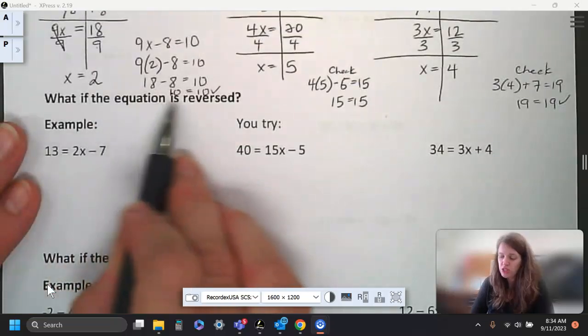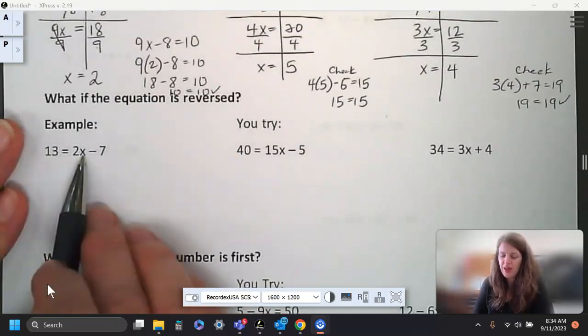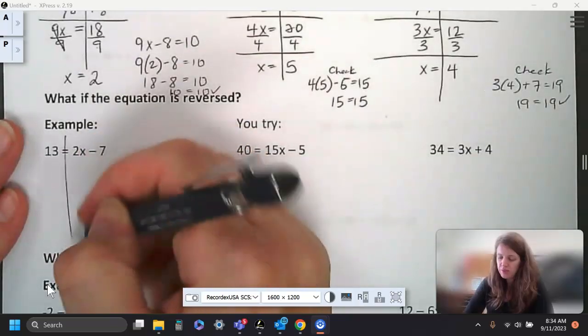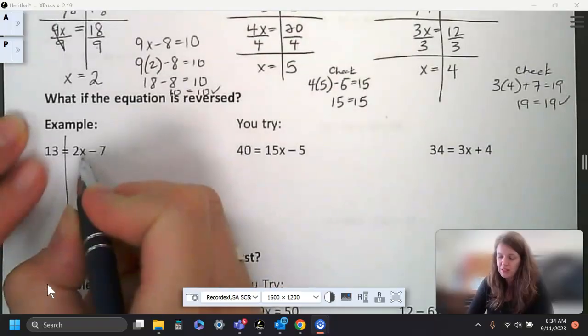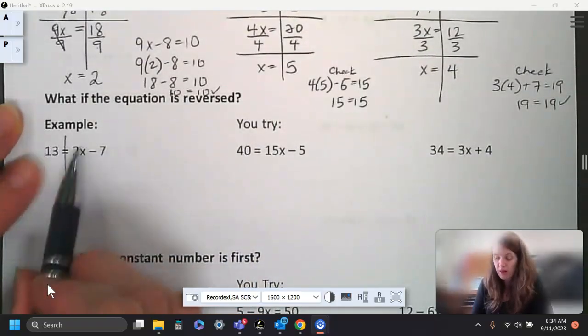All right, so the second examples are going to be the same sort of examples, but they're just going to say, what if the equation is reversed? And what do I mean by reversed? I mean that the x is on the right side. A lot of times you guys get confused because the x is on the other side of the equation. But do I do anything different? No, I want to look at where the x is.